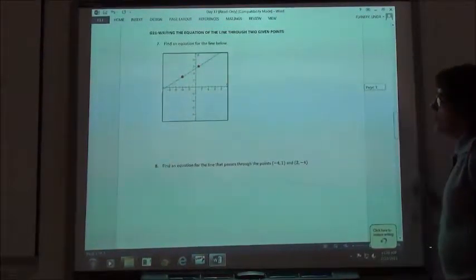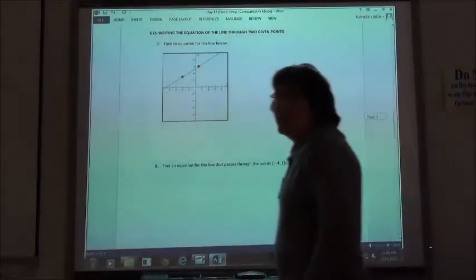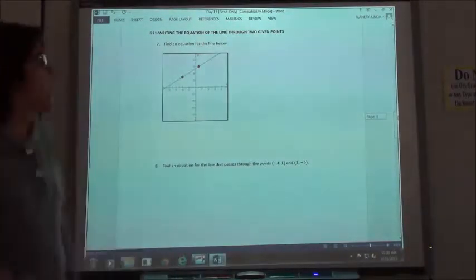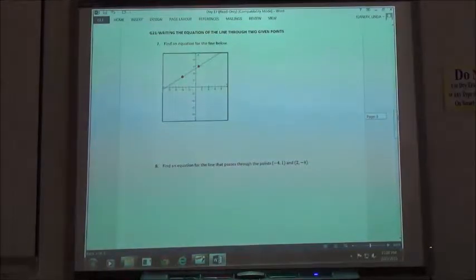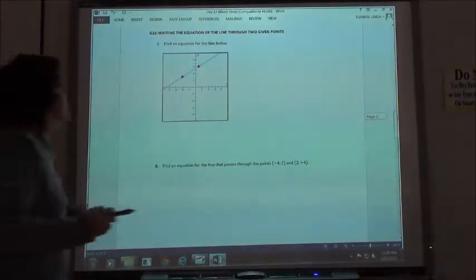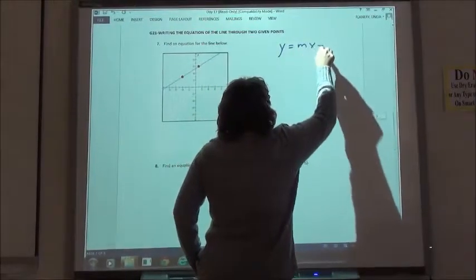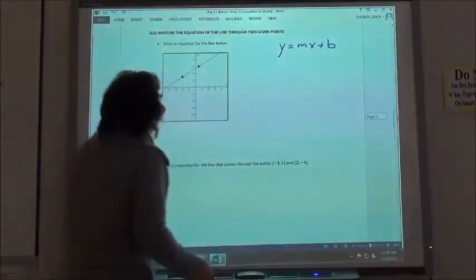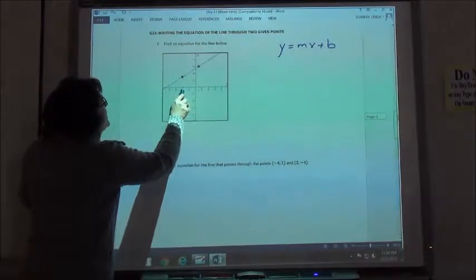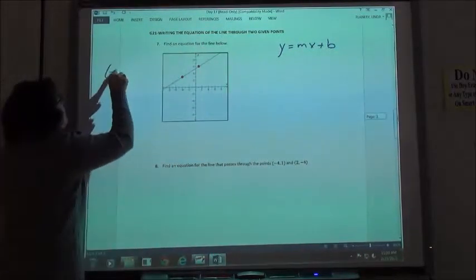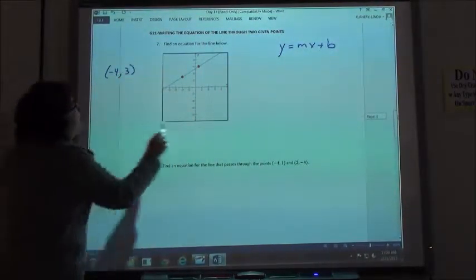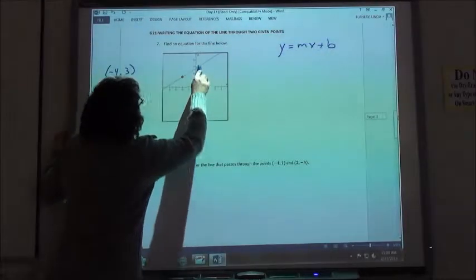Now we're going to write the equation of the line where the y-intercept isn't marked exactly. And so we're going to go back like we did those first ones and have to use one of our ordered pairs. Again, y equals mx plus b, m being the slope. So my first point is at negative 4, 3. My second point is at 1, 6.